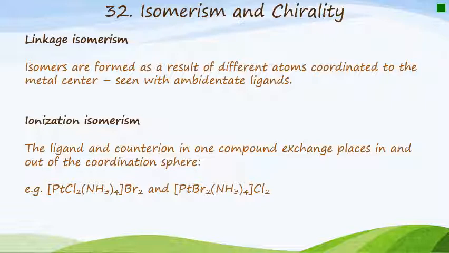Then we have ionization isomerism, where the ligand and the counterion in one compound can exchange places into and out of the coordination sphere. So let's have a look at the example that's given, where we have the chloride ions inside the coordination sphere here, and the bromide ions are outside of the coordination sphere here. How do we know this? Well, because remember, the square brackets indicate the coordination sphere as to how many ligands are attached to the central metal. And in this case, you see that the bromides have now come into the coordination sphere and the chlorides have gone outside of the coordination sphere.